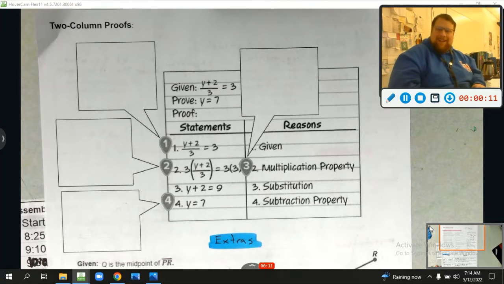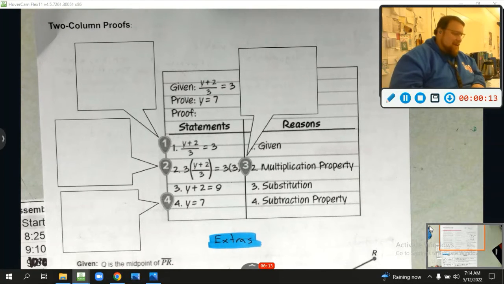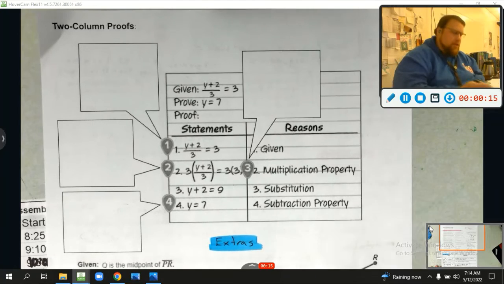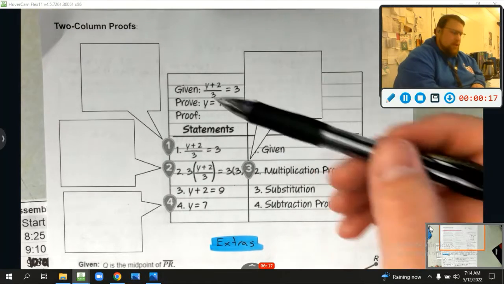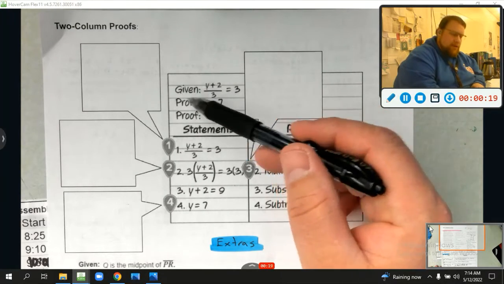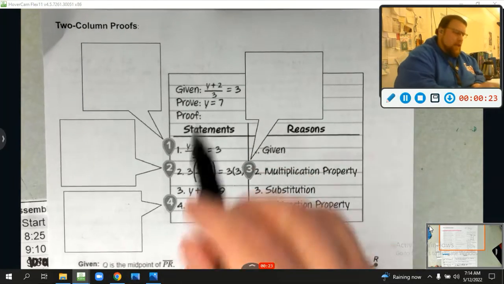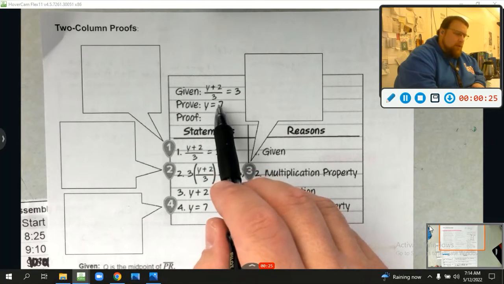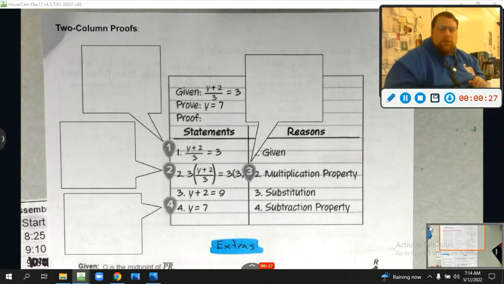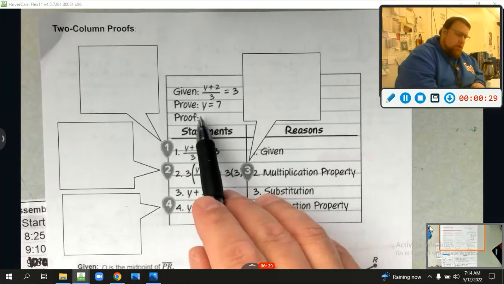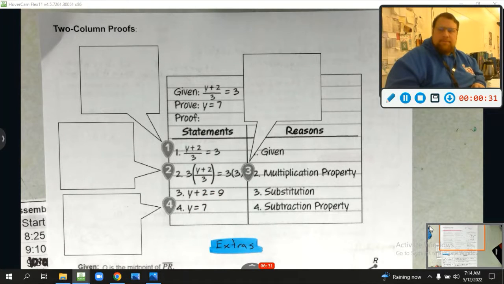We're going to talk about two-column proofs here. So you see this two-column proof, and how a two-column proof works is this. We're going to give you some givens. It may be one given, it may be more than one given. In this case, we have the given (y + 2)/3 = 3. We're telling you that's a true statement. We want to prove that y = 7.